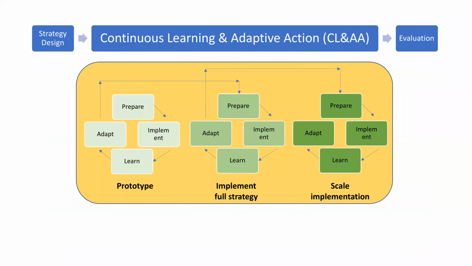So now you see that for us, implementation is an iterative process of implementation, learning, and strategy adaptation until we reach the desired results. This is what we refer to as continuous learning and adaptive action. Now let's take a deeper dive into understanding the 4 parts of the core cycle, which we are referring to as PILA for short. And PILA again stands for prepare, implement, learn, and adapt.